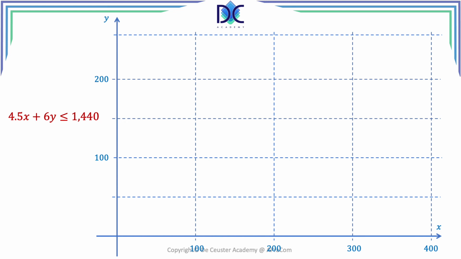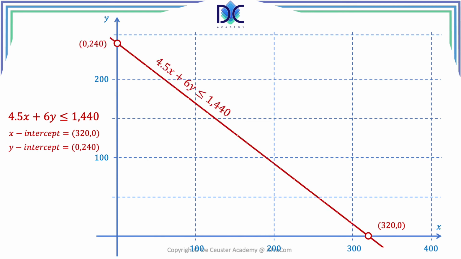So we have the first equation. We find the x and the y intercept. We have those 2 intercepts, and we can draw the line through it. So that's basically the line. We have the line here and smaller or equal than 1440. So the part below is the feasibility part.